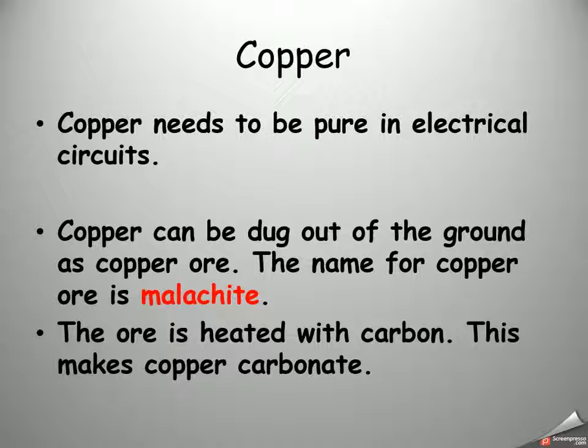It actually exists in rocks, and that's called a copper ore, right? You need to know that the name of the copper ore is malachite. Now, the ore is heated up with carbon, and this makes copper carbonate. That is the very first step that we do.